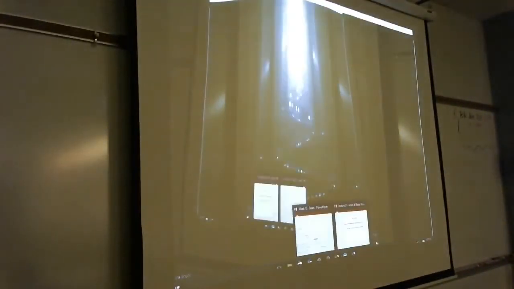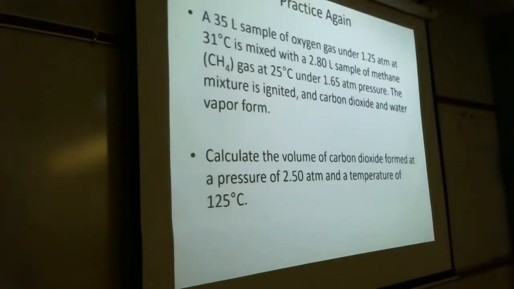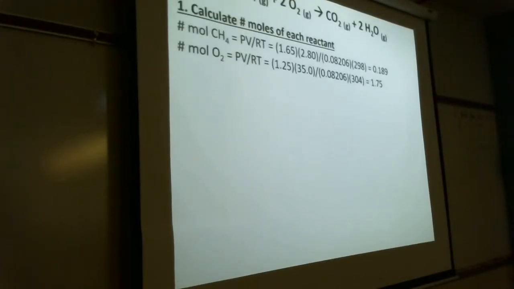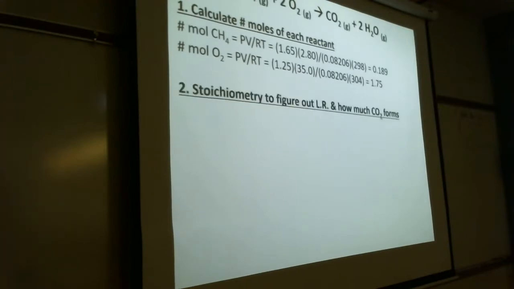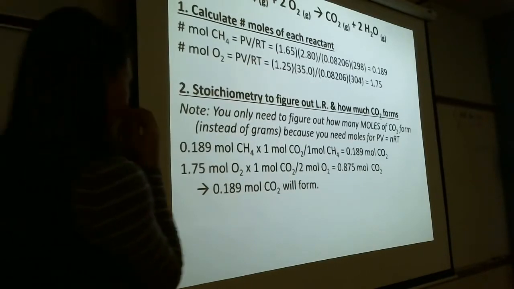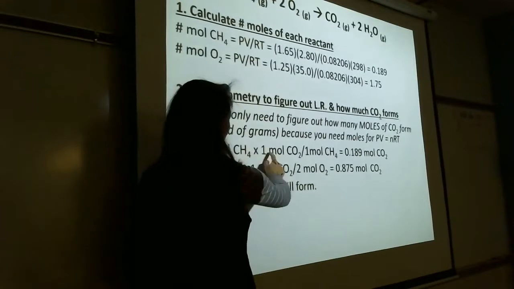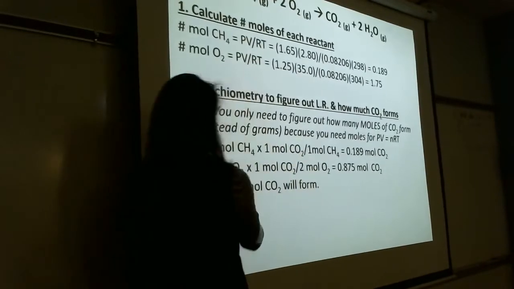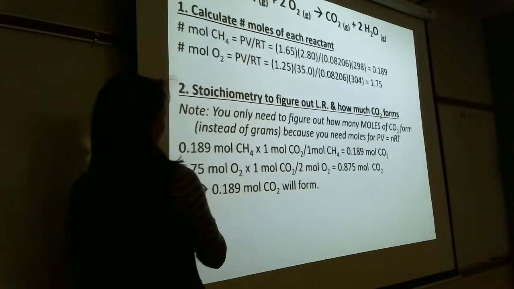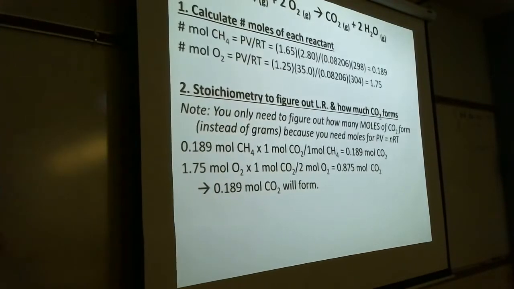All right. So this is a limiting reagent problem, right? We have to calculate the number of moles of each reactant using the ideal gas law, and then we use stoichiometry to get the number of moles. Now I've condensed a lot of stuff here on this slide, right? This is the number of moles, mole ratio is 1 to 1. This is the number of moles, mole ratio is 1 to 2. So picking the smaller number of moles of CO2, I got 0.189.